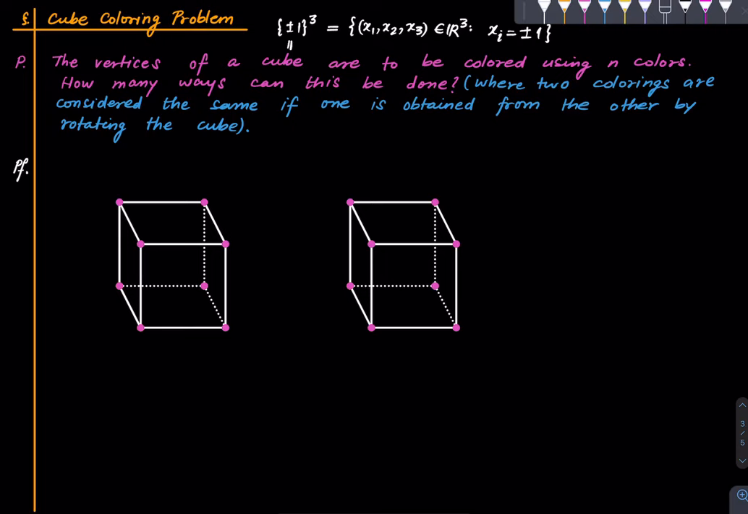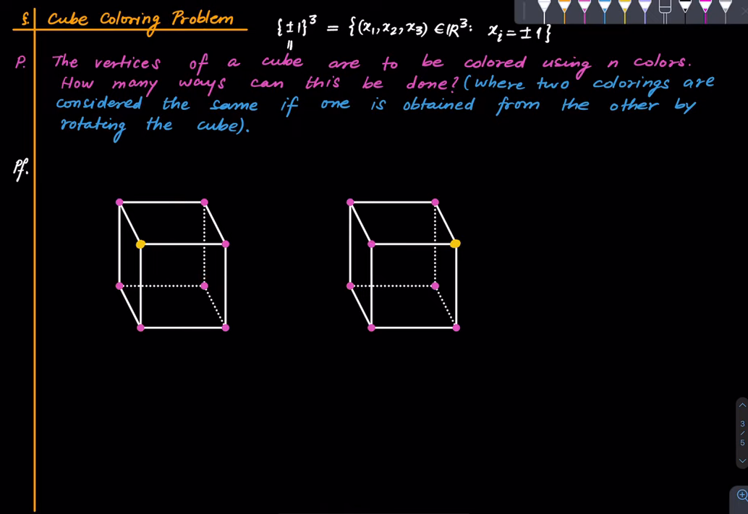So for example, suppose we color these 8 vertices in this way, where everything is pink except for this one vertex, which I have colored yellow. And this coloring where everything is pink except for this vertex, which I have colored yellow. So these two colorings are actually the same coloring, because if we rotate about this axis, which passes through the midpoint of these two faces, and rotate by 90 degrees, then we get that. So these two are the same because one can be obtained by rotating the other.